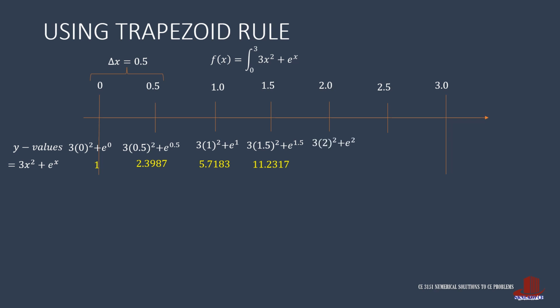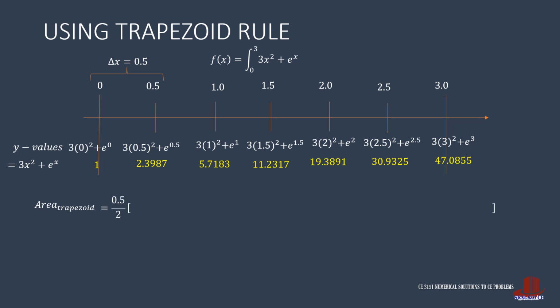Also, when x is 2, y comes to be 19.3891. At 2.5, the function yields y as 30.9325. And when x is 3, y becomes 47.0855. These are the values used as bases in the trapezoid area.